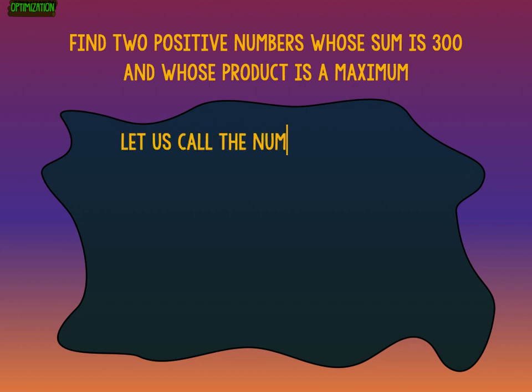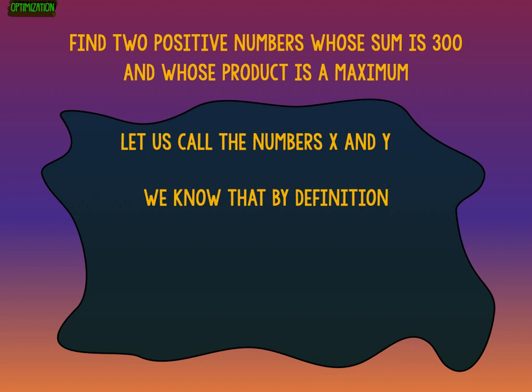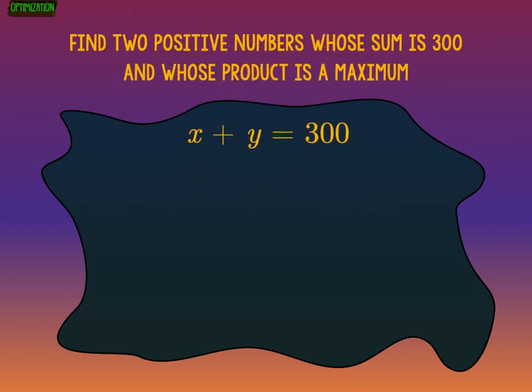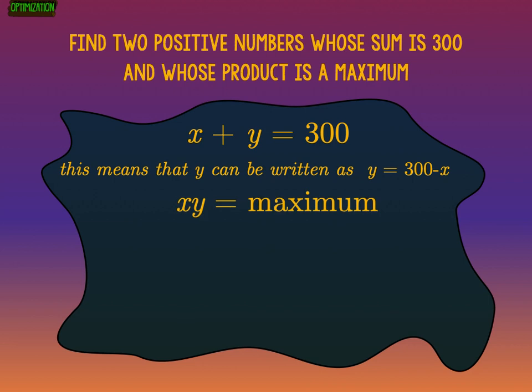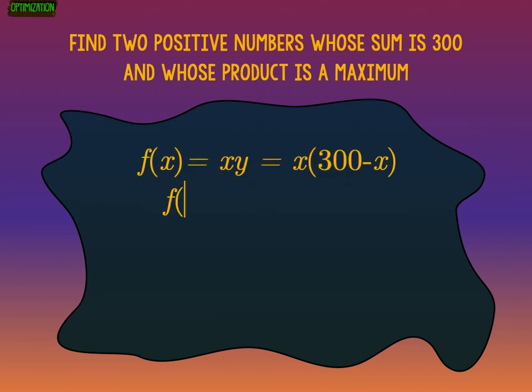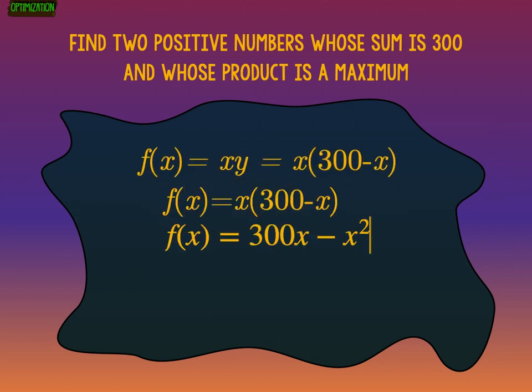Alright, so we're going to call the two numbers x and y. And we know that by definition that means that x plus y is 300, and x times y, we're going to call that maximum. Now when we say x plus y equals 300, that means that y can be written as 300 minus x. So when we see xy, that's really going to be x times 300 minus x equals maximum. So we're going to call this thing a function. X times 300 minus x. And we know that can be written as 300x minus x squared.